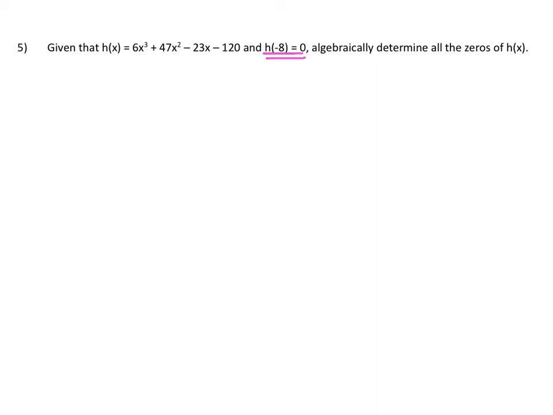What this is telling us is that since h of negative 8 equals 0, x equals negative 8 is a zero. If you plugged in negative 8 for all the x's in this expression, it would be equal to 0. Since it's where the graph crosses or touches the x-axis, then x plus 8 has to be a factor. Remember, a factor has the opposite sign of the zero. So they're telling us in a roundabout way that x plus 8 is a factor.